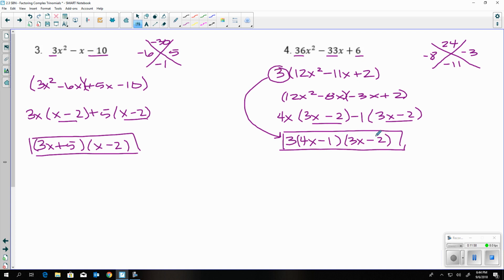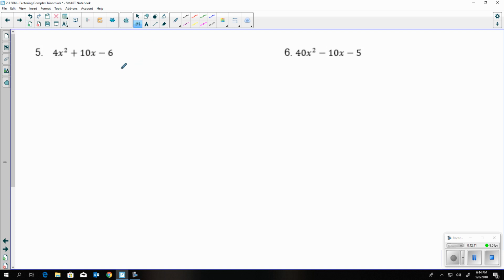All right, so I have 4x squared plus 10x minus 6. 4, 10, and 6. Well, I can take out a 2 from that, so take out a GCF. That leaves you with 2x squared plus 5x minus 3. So I don't have 1 as my a value, so that means I have to do the little x method. So 2 times negative 3 is negative 6, and they add to 5. So two numbers that multiply to negative 6 and add to positive 5, that would be positive 6 and negative 1.